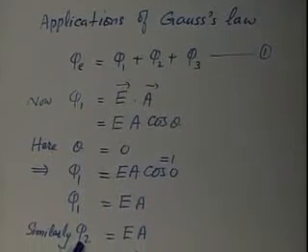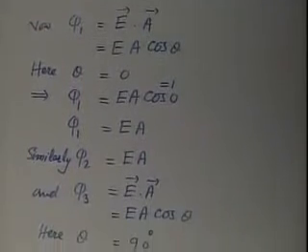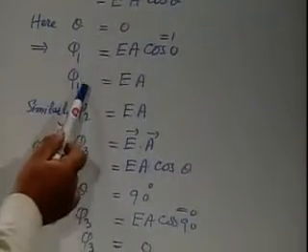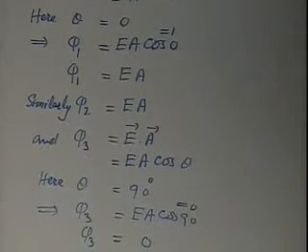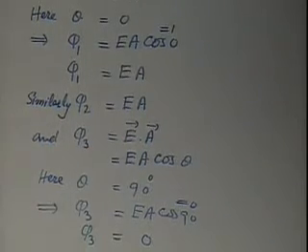If phi 2 is the flux passing through the other end phase, then by the same treatment we will have phi 2 is equal to EA. Now what about phi 3? This is our curved surface. This is the direction of any small area taken on the curved surface. So the direction of A is this. The direction of E is this. What is the angle between them?